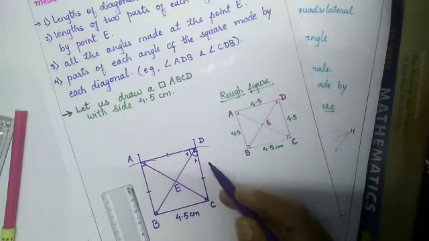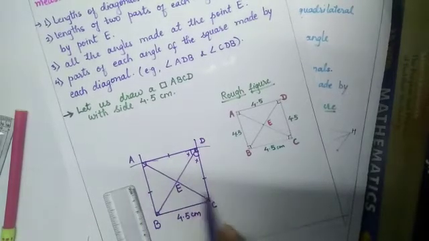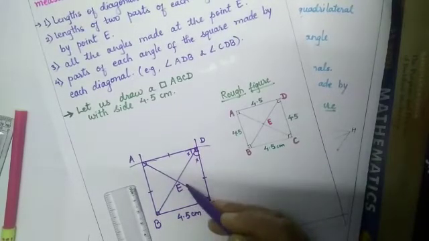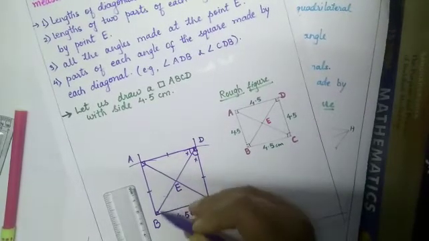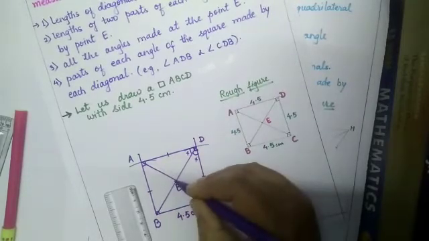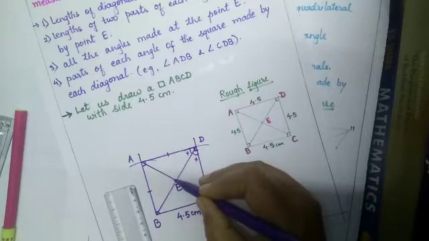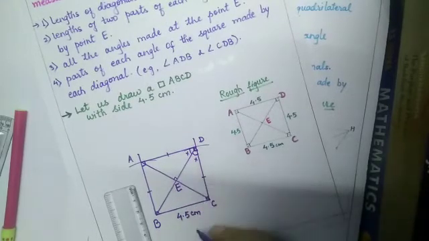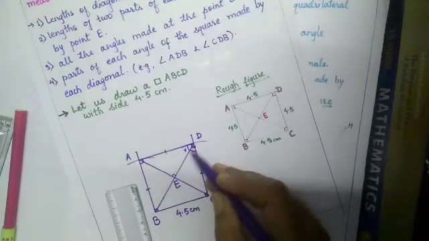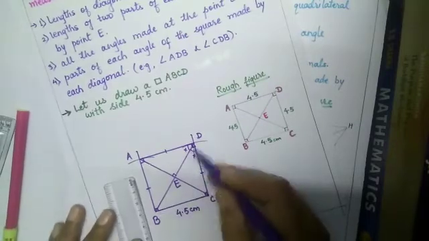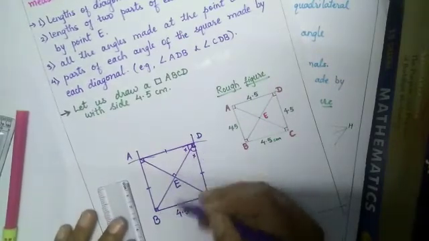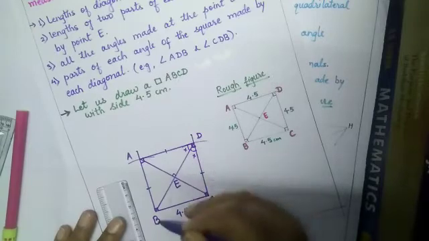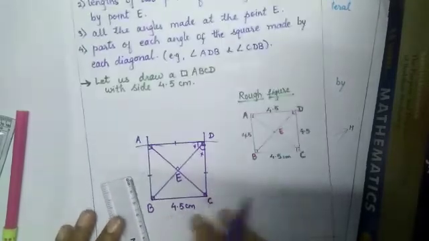What are the properties? Diagonals are of equal length. We have seen AC and BD are equal and they are congruent. Then diagonals bisect each other. This diagonal BD and AC, they are bisecting each other. That means they are intersecting at point E and they form a 90 degree angle. Then they are perpendicular to each other, which means they form a 90 degree angle. Diagonals bisect opposite angles. This angle B and angle D, they are bisecting the opposite angles. ABD and CDB, they are bisecting. Okay, so each angle is of 90 degrees.